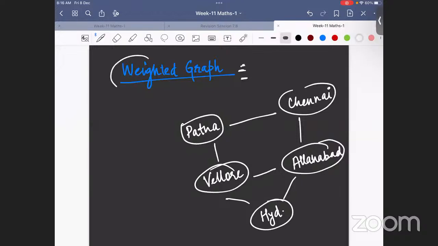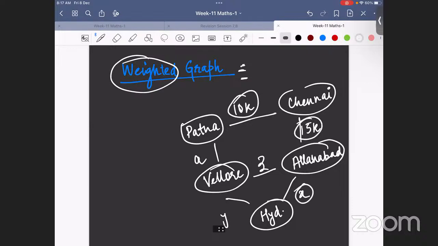But if you have been given a weighted graph, that means some cost or time has been given to you as well. For example, there can be some price. If you are going from Patna to Chennai, say you are investing 10K. From Chennai to Allahabad, you are investing 15K. Something has been given, some X, Y, Z. So this can be your cost.